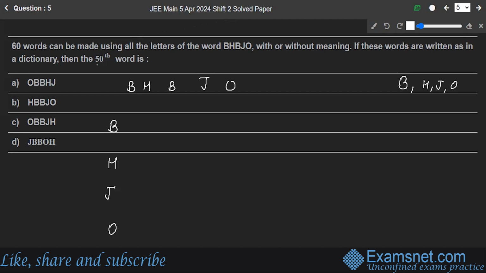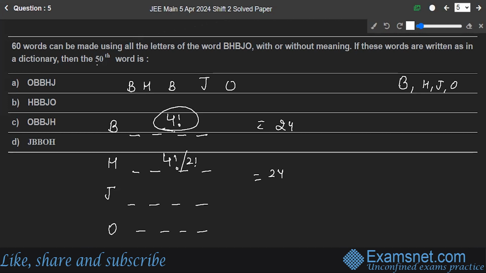Okay, fine. So how many positions are left? 1, 2, 3, 4. So these are the 4 positions. They can be filled up in 4 factorial ways. Correct? So how many words will come over here? 24, 4 factorial ways. Now here the B will be repeated, so that will be 4 factorial divided by 2 factorial, which gives me 12. Now for J, again B and B will be repeated, so 4 factorial upon 2 factorial, which is equal to 12. Correct?